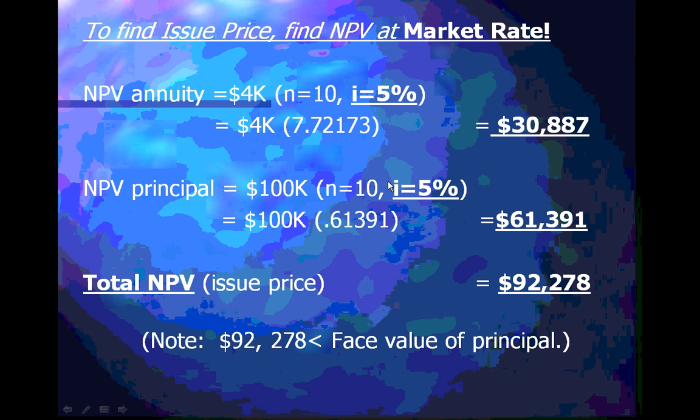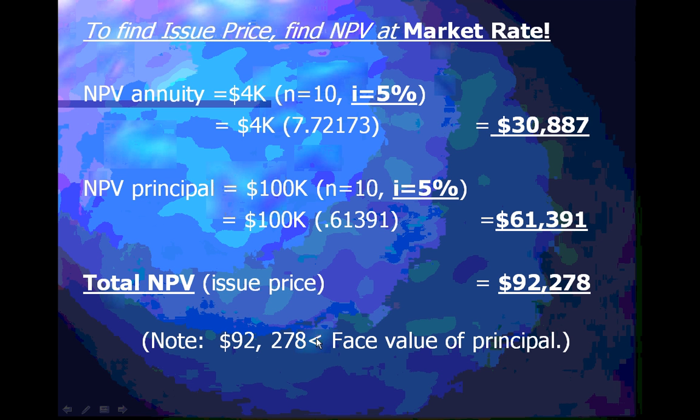So now I go to a different table, table B1. This is the present value of an amount, and I go pull the number 0.6139 times 100K, and I get 61,391. Add these two up, and you get some number less than 100 grand. It's a pretty steep discount, really. It's almost 8%, right? $100,000, but I only paid 92. It's 8% off, roughly, almost.